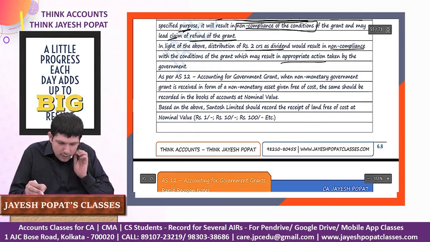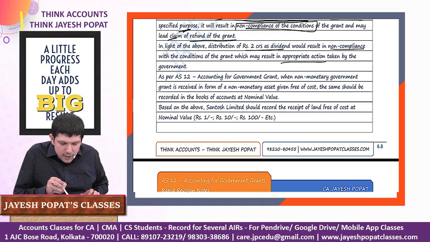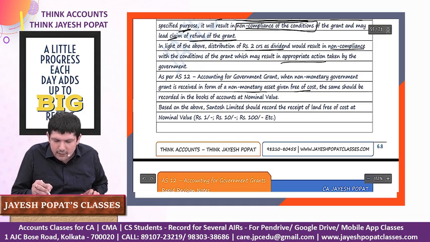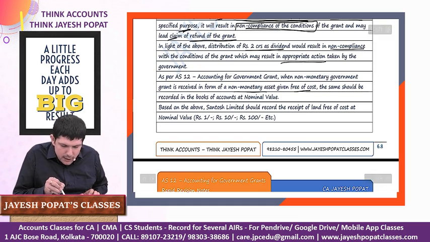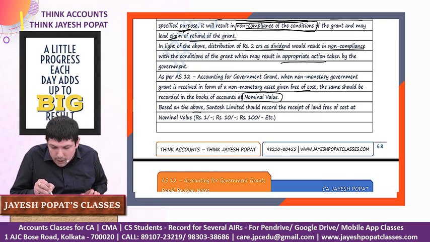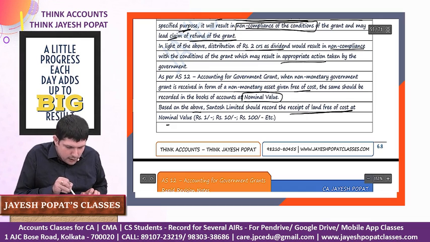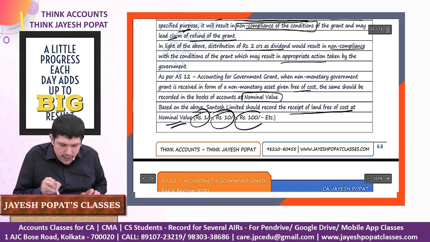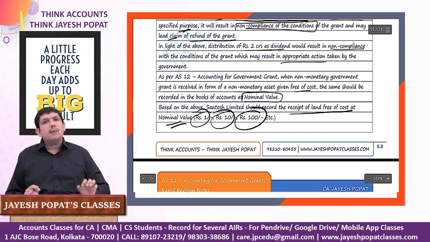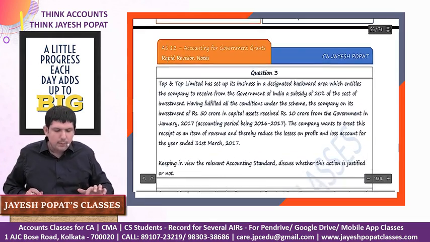In the second case, when a non-monetary grant is received, in the form of a non-monetary asset given free of cost, the same should be recorded in the books at nominal value. Based on the above facts, Santosh Limited should record the receipt of the land free of cost at nominal value, which could be 1, 10, or 100. Based on the size of the balance sheet, it should record it at an appropriate value.